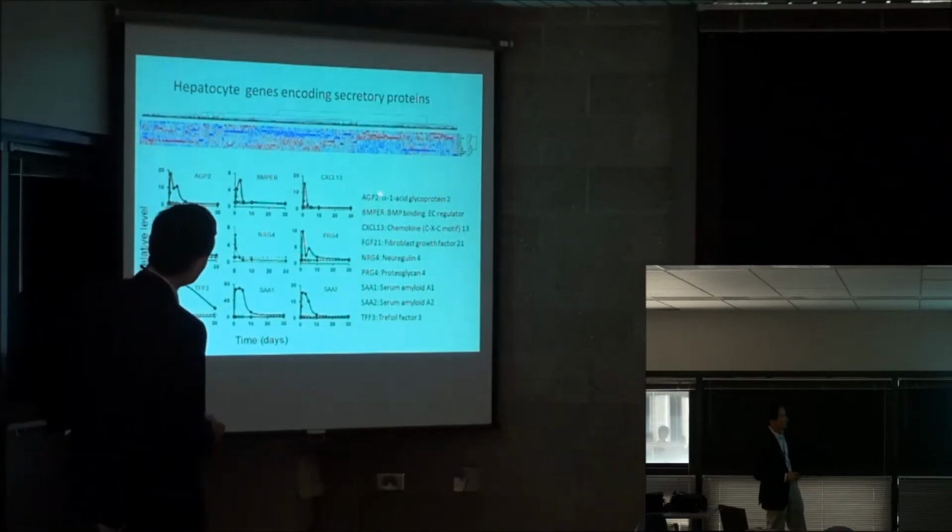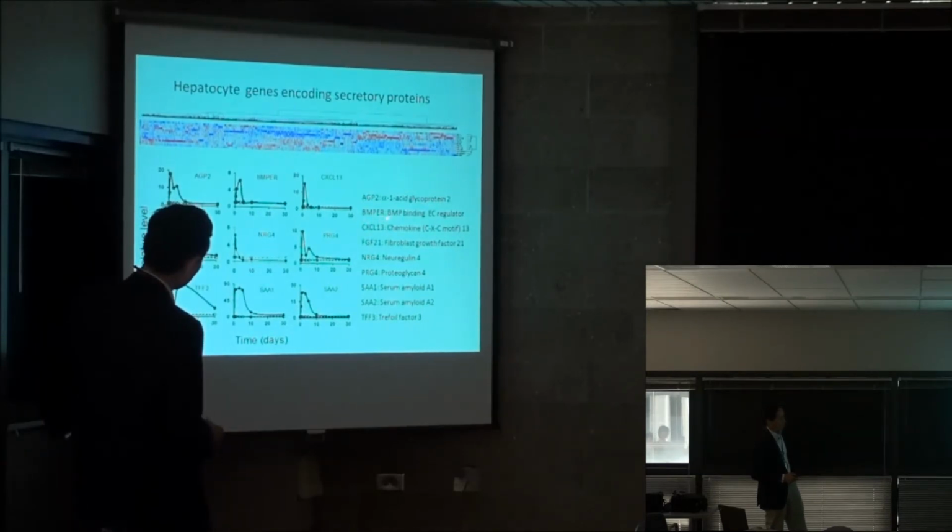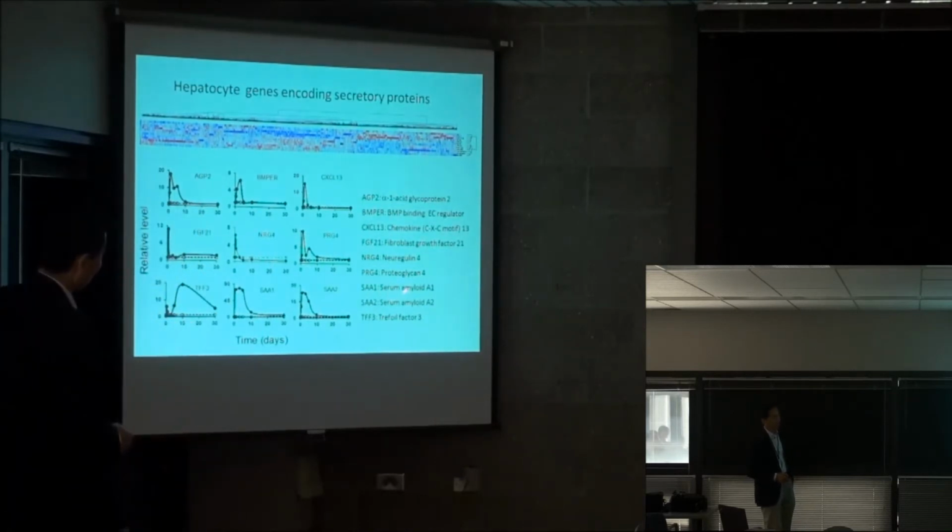These include AGP2, that's alpha-1 acid glycoprotein 2, BMPER, bumper, that's BMP binding endothelial cell regulator, and CXCL13, that's chemokine 13, FGF21, fibroblast growth factor 21, NRG4, neuregulin 4, and PRG4, proteoglycan 4, and SAA1, serum amyloid A1 and A2, and TFF3, that's trefoil factor 3.